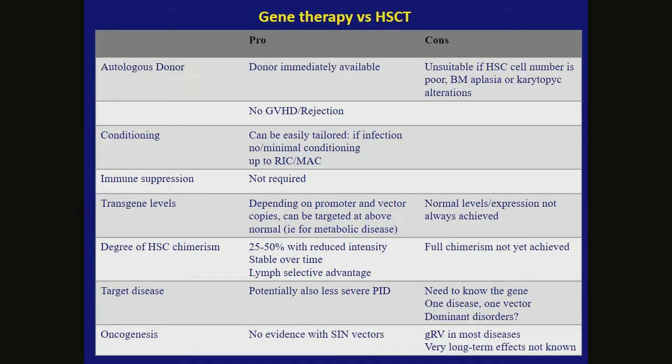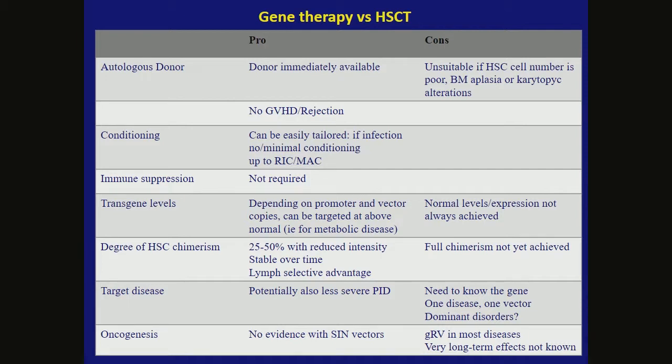The other advantage is the conditioning. You don't really need a full conditioning for autologous gene therapy because it's an autologous transplantation, and it depends on the threshold of the disease. So in some diseases, 5% of stem cell engraftment is enough because maybe you have a selective advantage for the lymphocytes. In some other cases, maybe 30%. In other cases, you may need 80%. So you can really tailor and play with the conditioning and combination of chemotherapy. You don't need immunosuppression afterwards.